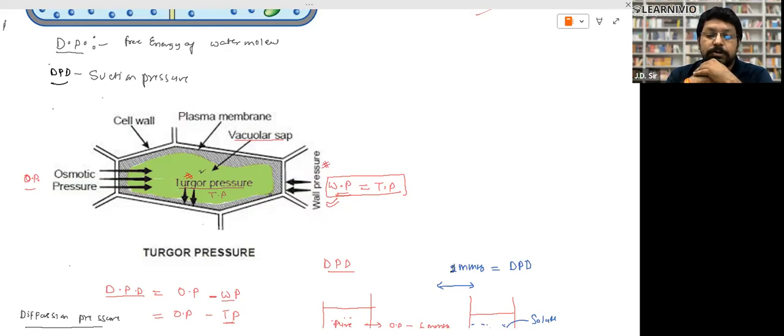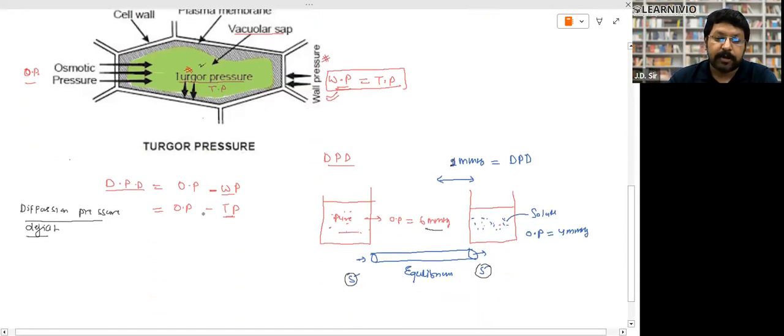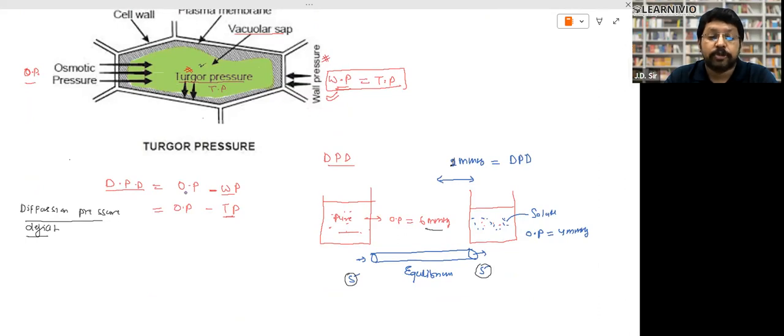Yes, sir. This formula should be clear to you and you have to remember it. DPD, diffusion pressure deficit, is equal to OP, osmotic pressure, minus wall pressure. And we know that WP is equal to TP. So we can also write DPD is equal to OP minus TP. Is it clear? You have to remember this concept. Questions have been asked in medical examinations from this diagram.